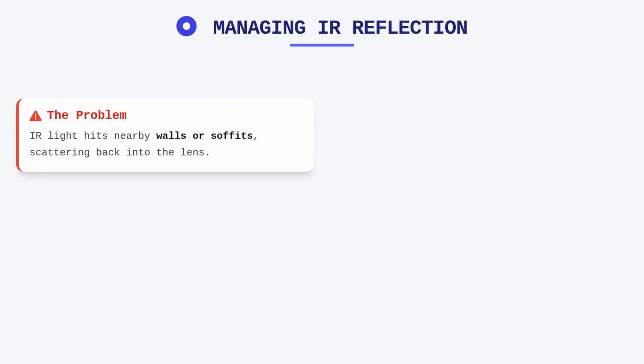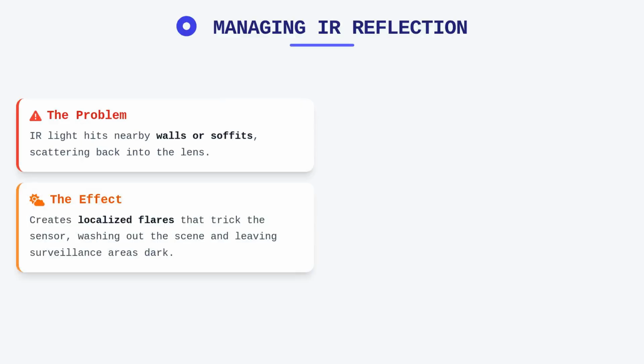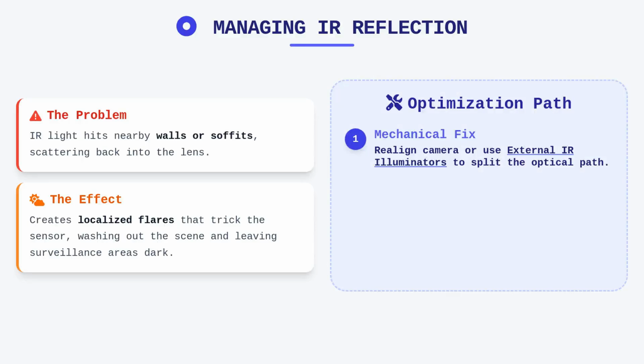IR reflection is a common headache for installers, particularly when cameras are mounted near walls, soffits, or reflective surfaces. When the integrated infrared illuminator hits a nearby object, it scatters back into the lens, creating a localized flare that washes out the rest of the scene. The solution here is often mechanical: realigning the camera, or utilizing an external infrared illuminator that does not share the same optical path as the lens, is the most effective approach.